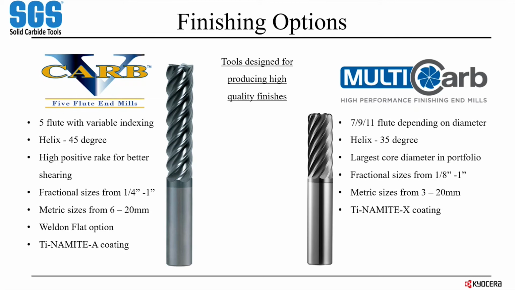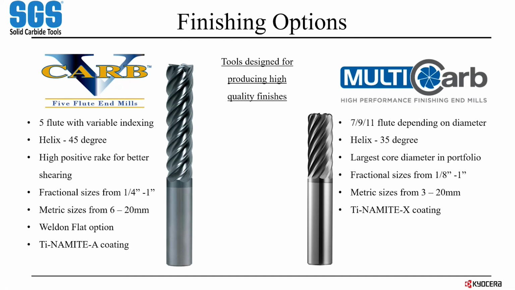Does have a high positive rake. So between the two of those, a lot of shearing action is going on. So it's great for finishing, especially these materials where they don't want to make a chip. If you're taking a light step over, that sharp edge really helps with producing a chip and getting a higher quality finish instead of just kind of rubbing across the top of the material.